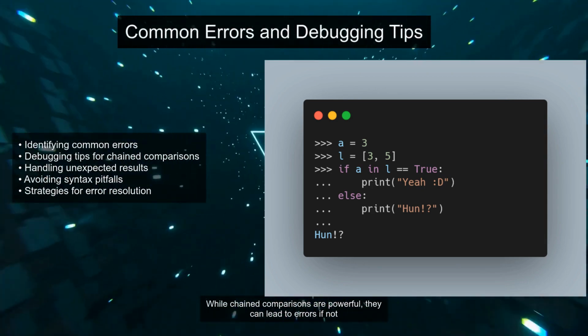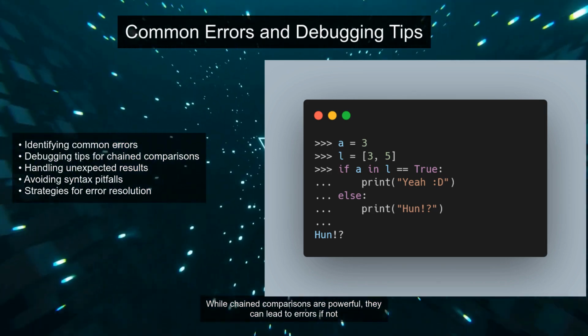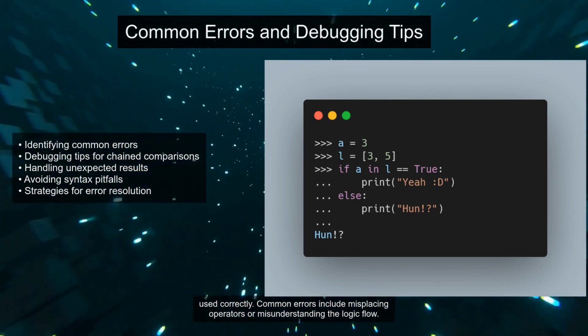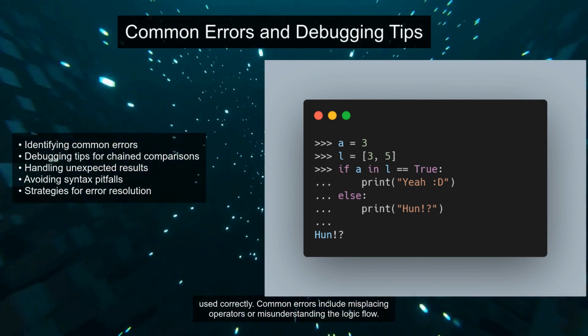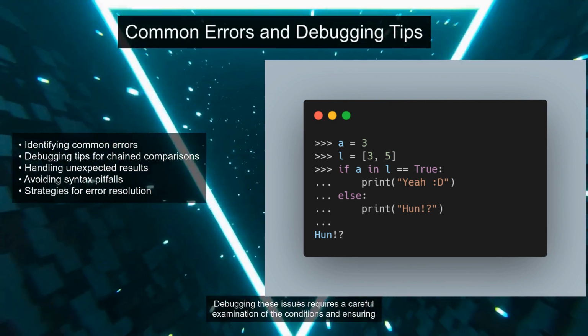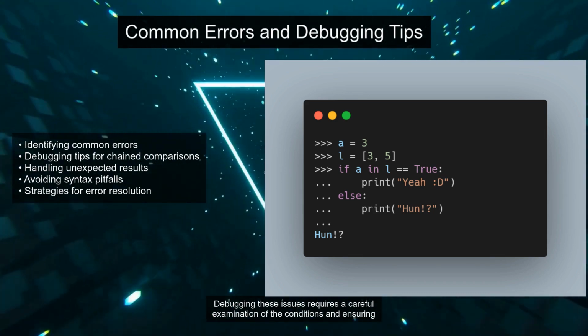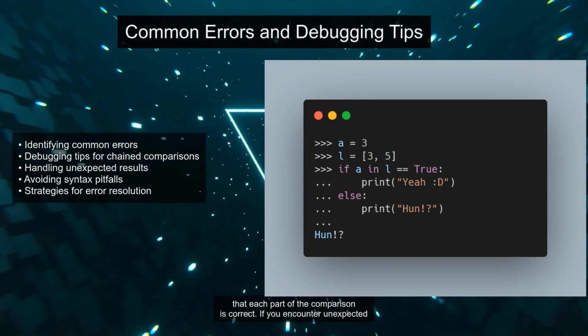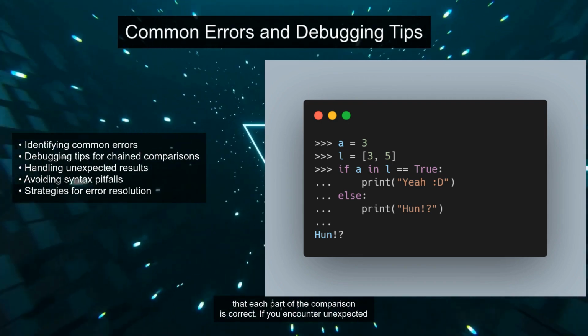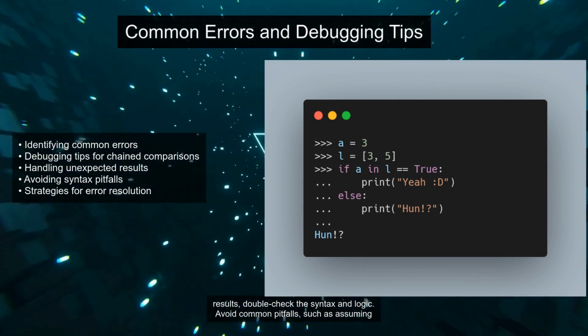While chain comparisons are powerful, they can lead to errors if not used correctly. Common errors include misplacing operators or misunderstanding the logic flow. Debugging these issues requires a careful examination of the conditions and ensuring that each part of the comparison is correct. If you encounter unexpected results, double-check the syntax and logic.